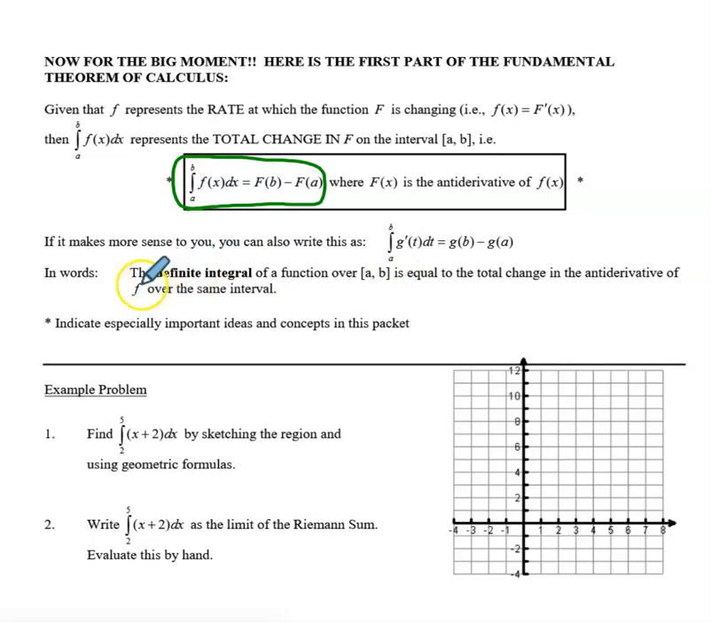In words, what we say is the definite integral of a function on the closed interval from a to b is equal to the total change in the antiderivative of f on the same interval. And notice we have these asterisks here. That indicates an especially important concept in this packet, and frankly in the course, because the fundamental theorem of calculus is the linchpin of the course that connects differential and integral calculus.